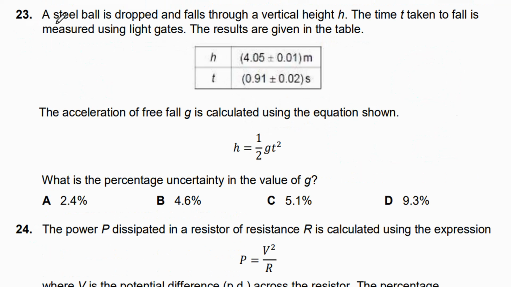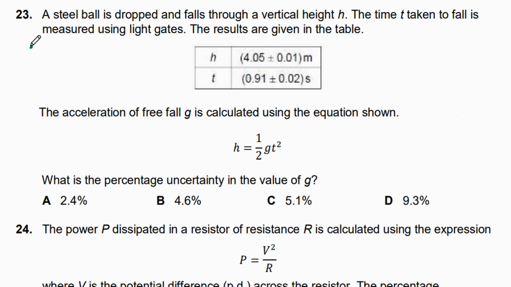In question 23 it says, a steel ball is dropped and falls through a vertical height h. The time taken to fall is measured using light gates, and the results are given in the table. So we have the measurements for H and T together with their absolute uncertainties. Then it says the acceleration of free fall G is calculated by using this equation. What is the percentage uncertainty in the value of G?